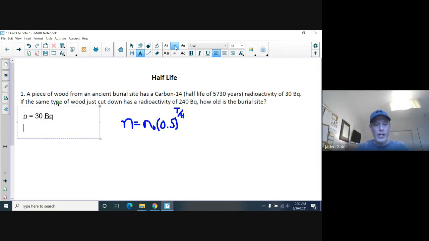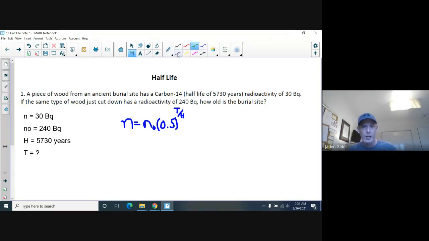But whatever type of piece of wood it is, and they know this kind of stuff, each type of piece of wood has a certain amount of carbon-14. And this particular type of piece of wood, as it's living, has 240 becquerels. Now, again, we're measuring carbon-14, and in that case, carbon-14 has a half-life of 5,730 years. All right, and what we want to know is how much time's gone by. And because of that, then we could figure out how old this burial site is because there's a piece of wood there.